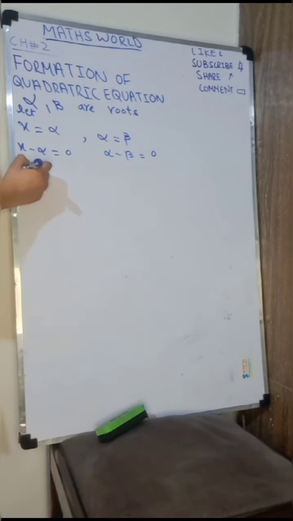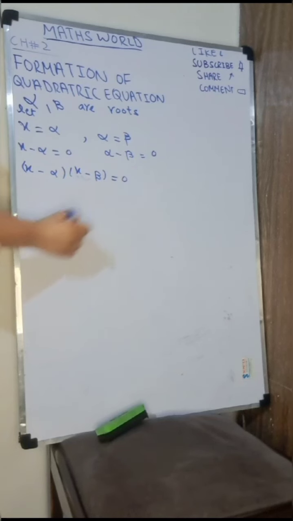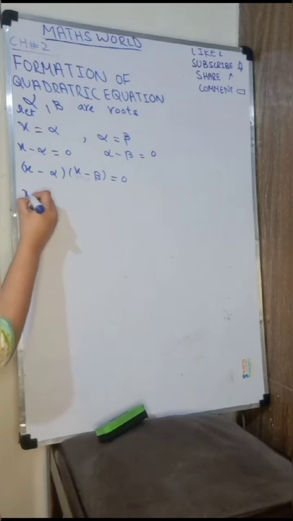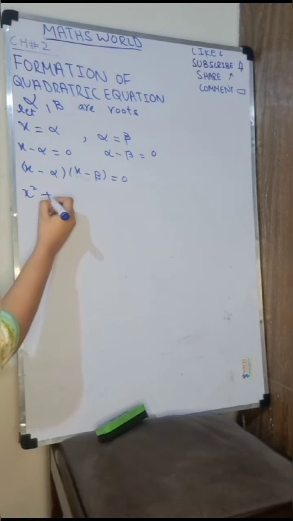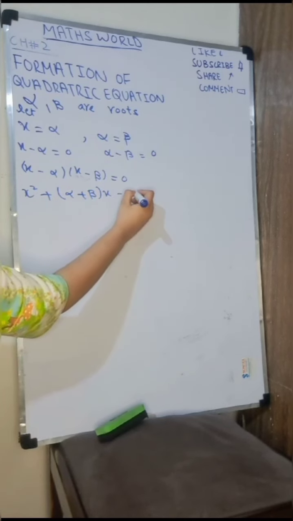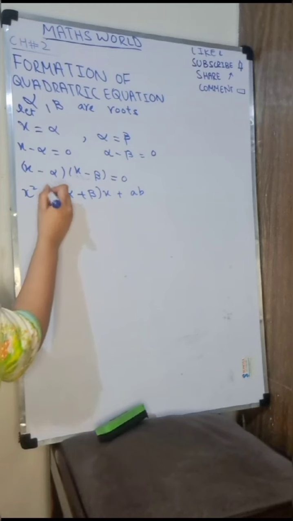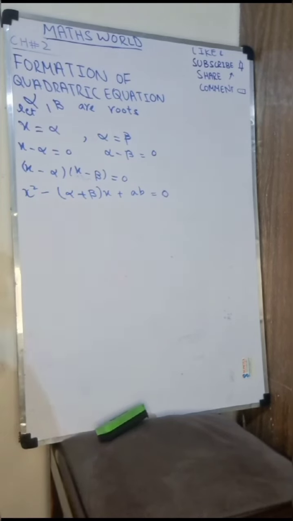Now we are going to multiply x minus alpha into x minus beta equals to 0. Now you are going to multiply them and you will get x square plus alpha plus beta x minus alpha x plus alpha beta, and minus alpha beta is equal to 0.